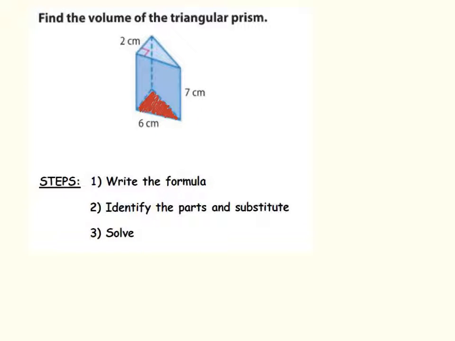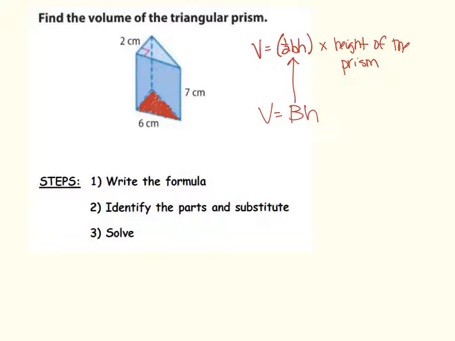If you remember, area of a triangle is 1/2 its base times its height. So all we're going to do is take that and then multiply it by the height of the prism. So go ahead and write this down in your notes. All this is going to equal the volume of the prism. So when you see this, that big B stands for the area of the base.